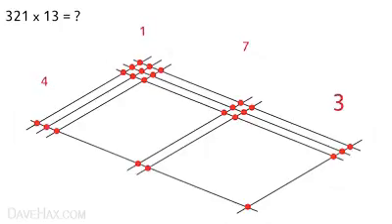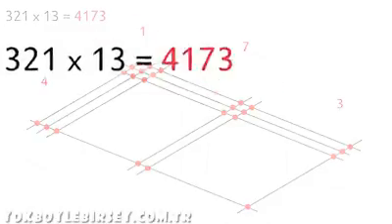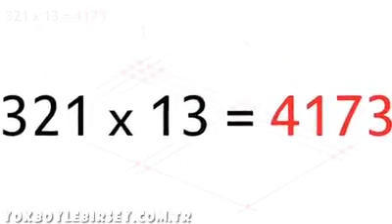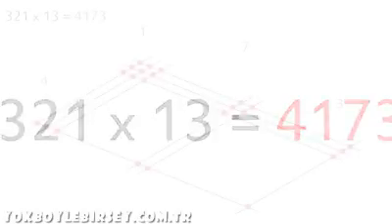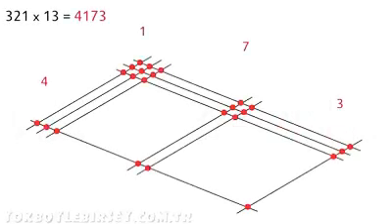4, 1, 7, 3. So our answer, 321 times 13, is 4,173. I hope you've been able to follow this tutorial. If you haven't, my advice would be just use a calculator.